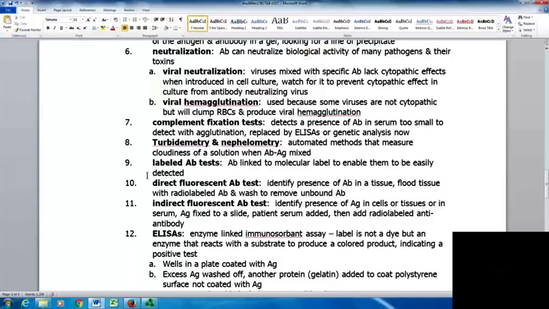So turbidimetry and nephelometry, these are automated methods that will measure the cloudiness of a solution when the antibody and antigen are mixed together. So when they clump together, it's going to make a more cloudy solution.